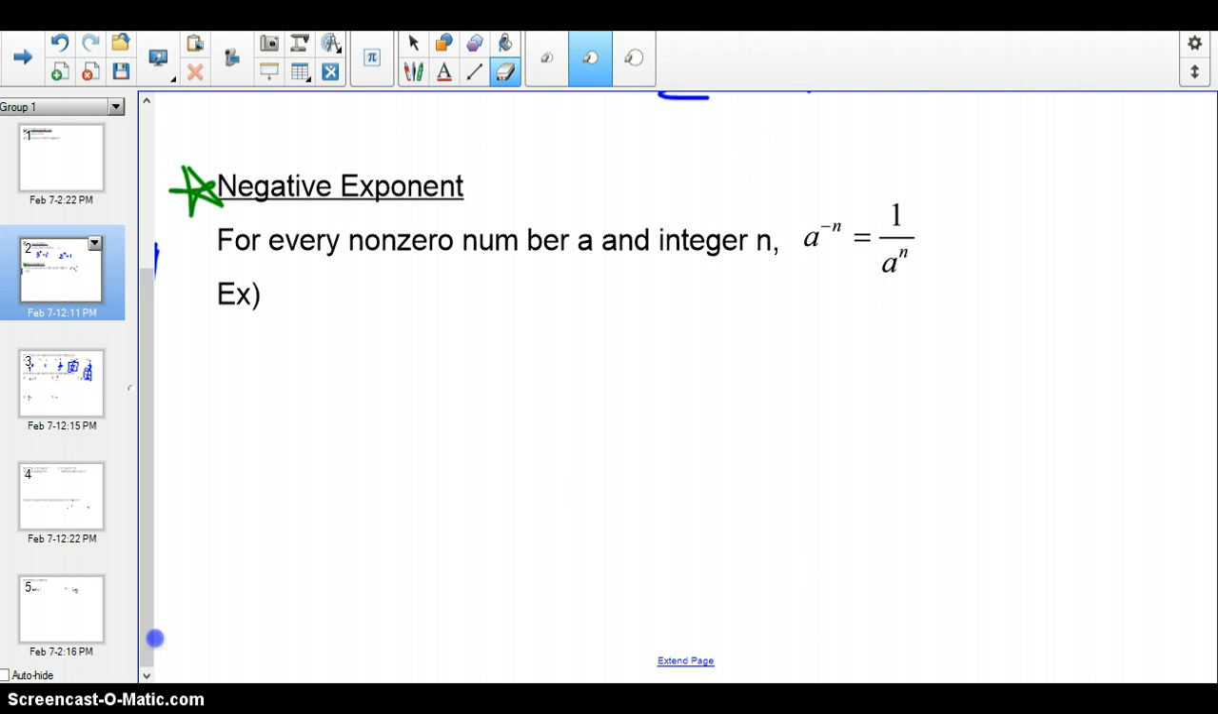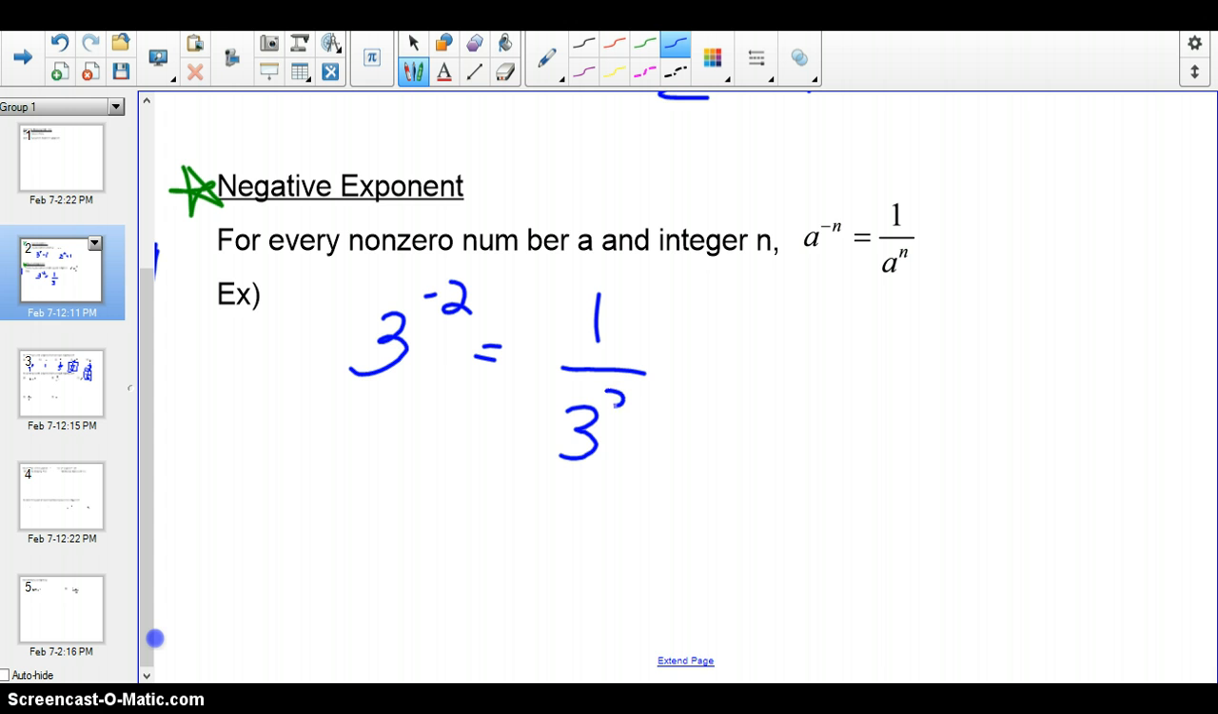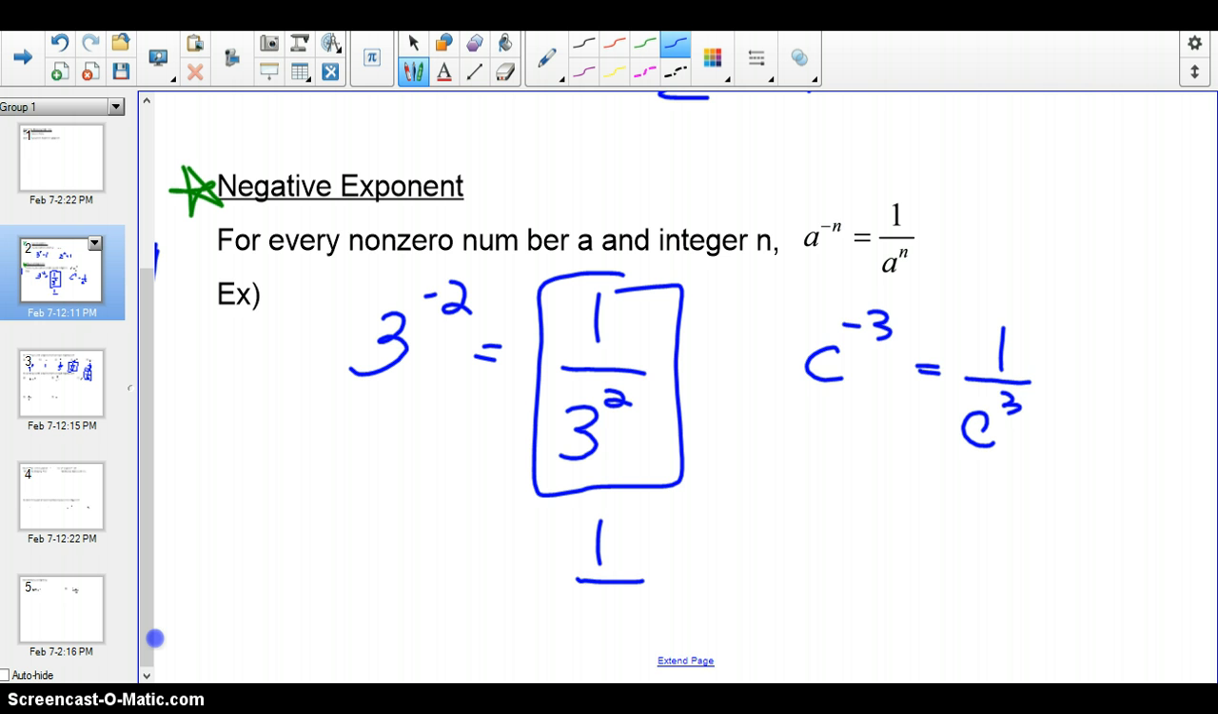Another rule is the negative exponent rule. When you raise a number to a negative exponent, that's just the same thing as 1 over a to the positive n. So if you have, let's say, 3 to the negative 2, that's the same thing as 1 over 3 to the second. Okay, so you can do the same thing with variables. This could be like c to the negative 3. That's the same thing as 1 over c to the third. And this, of course, will simplify to 1/9.